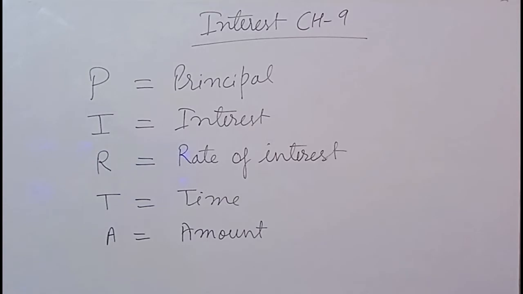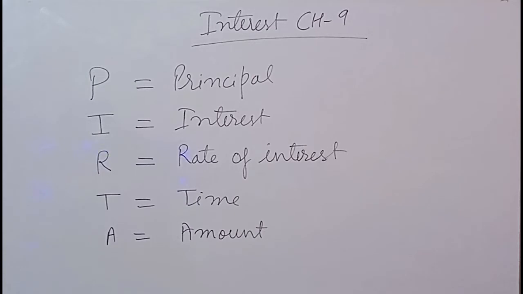Third is rate of interest, that is R. It is the interest on every rupees 100. Fourth is time. It is the time for which the money is lent or borrowed. And fifth is amount. It is the total of the sum borrowed and the interest on it. So these are the terms related to the chapter Interest.